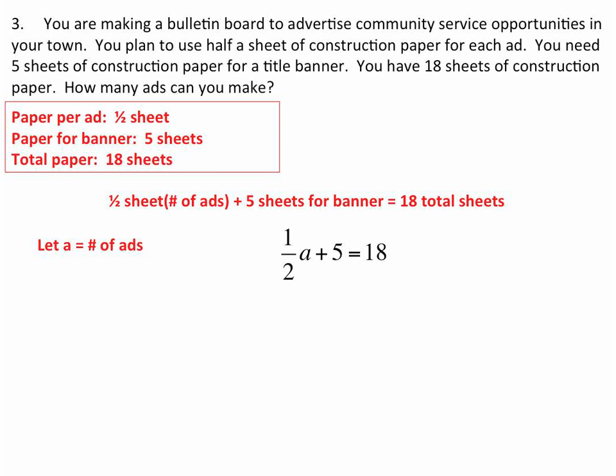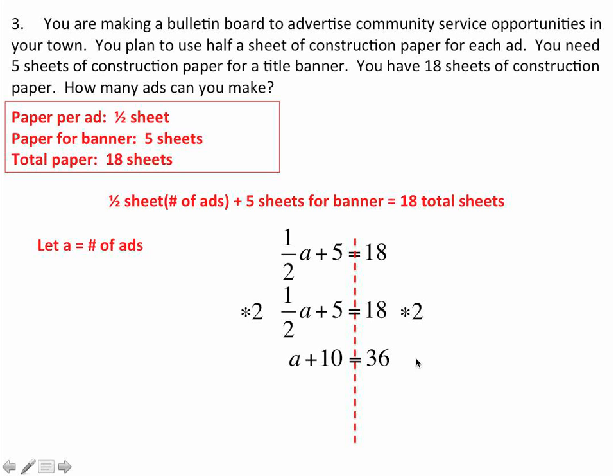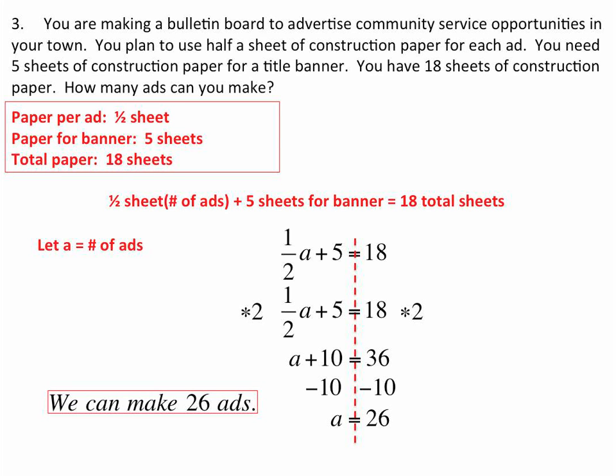Now I have the skills to solve that equation. Again, I would multiply both sides by 2 to get rid of that fraction as soon as possible. I'd have A plus 10 equals 36. 5 times 2 is 10, and 18 times 2 is 36. Now all I have to do is subtract 10 from both sides, and I get A equals 26. So I can make 26 ads. If you wanted to, you could certainly subtract 5 from both sides and then multiply through by 2. That would be fine also.